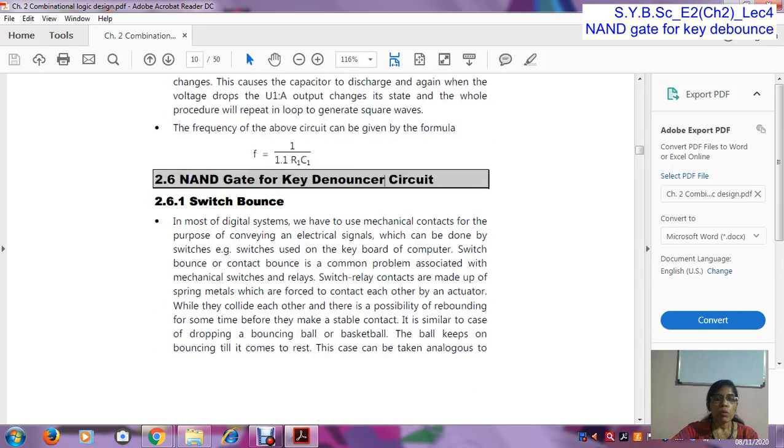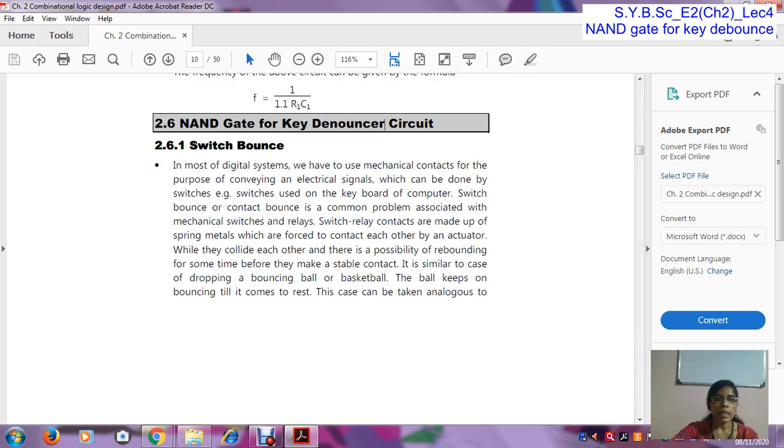Okay, so now the next gate is the NAND gate. Here the NAND gate is used for the key bounce circuit. So what is key bounce? Key bounce means pressing the key. So NAND gate for key bounce circuit, switch bounce. So what is a switch bounce?